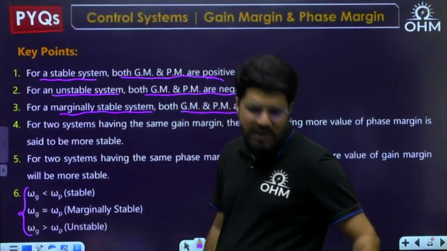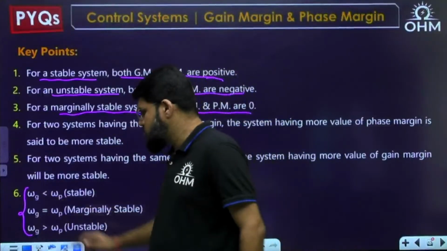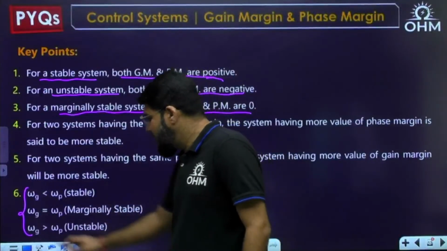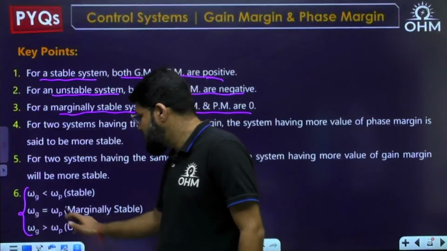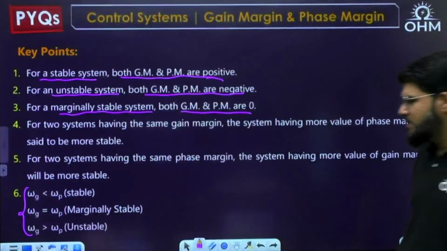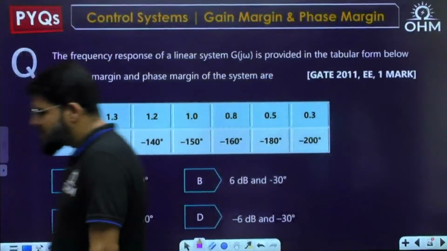There are also some more relations, some more shortcuts to assess stability. As I defined, omega g and omega p are the gain crossover and phase crossover frequencies. Whenever omega g is less than omega p, the system will be stable. If omega g is greater than omega p, the system is unstable, and if both are equal, then the system is marginally stable. Now let's come to this question.